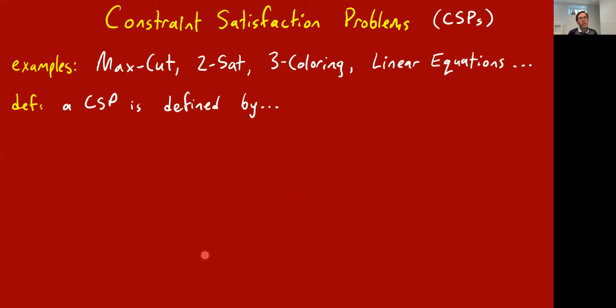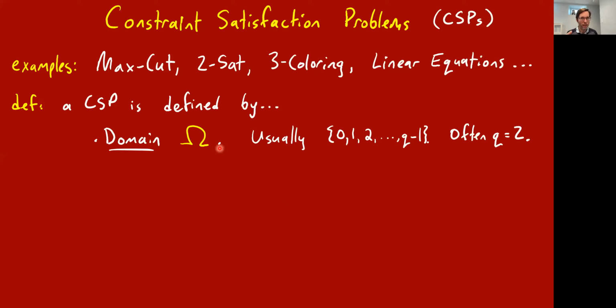So let me give the formal definition now, and it's a sort of annoyingly complicated definition, so if you have any questions, definitely type them into the chat. In general, a CSP is defined by a couple of things. First of all, the domain, which I'm going to call omega, and remember, this is the values you want to assign to the variables. This domain was true and false for 2SAT or SAT-like things, but for 3-coloring, the domain is going to be red, green, blue. And it's most often just the integers from 0 up to q minus 1, and often q is 2. So often you're concerned with Boolean constraint satisfaction problems, where you're trying to assign 0 and 1 to every variable.